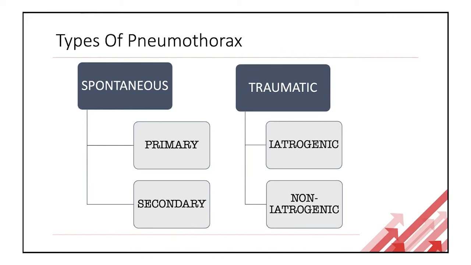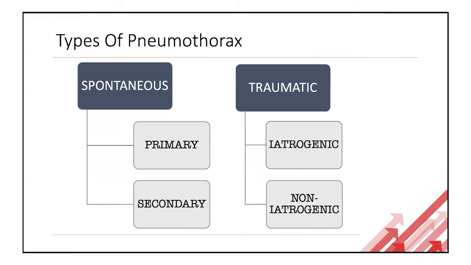On the flip side, spontaneous pneumothorax can be due to underlying lung conditions. So patients who have things like asthma, COPD, something that's very common, PCP, Pneumocystis jirovecii, those are a subset of patients who can get secondary spontaneous pneumothorax because of an existing lung pathology.